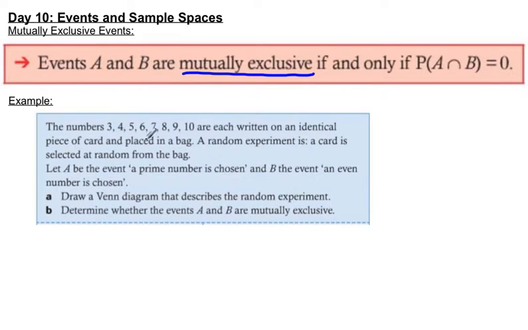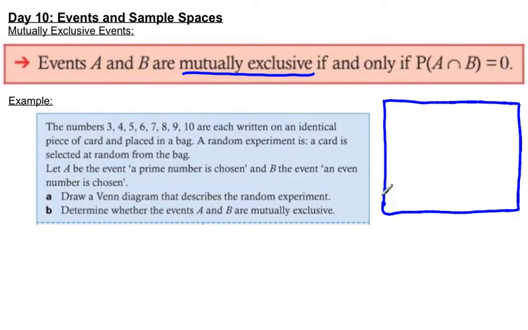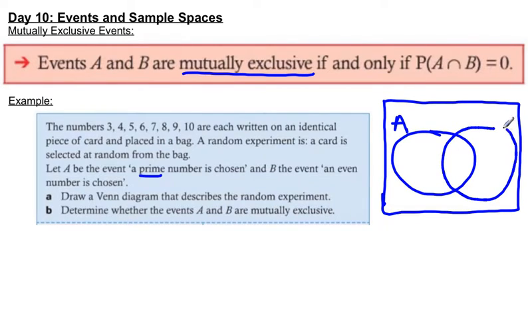Here's an example, and we're going to look at how to apply this rule here. We've got numbers that are written on pieces of card and placed in a bag, and one number is selected. One card is selected at random. The first instruction is to draw a Venn diagram. So here we've got A, which is the primes, and here we've got B, which is the evens.